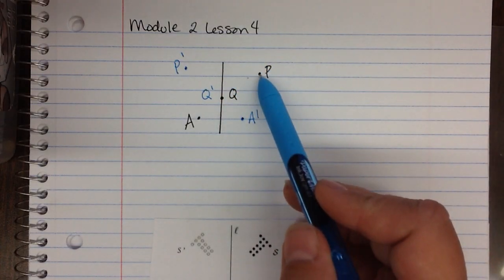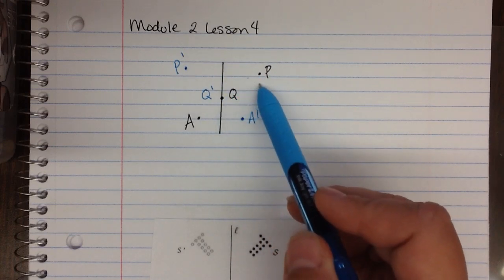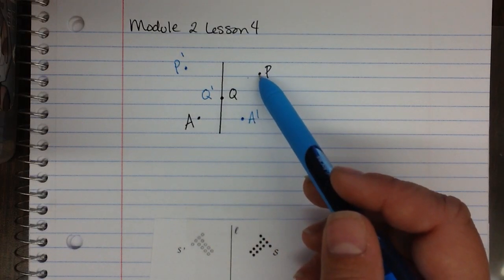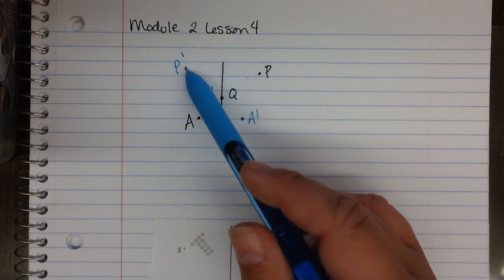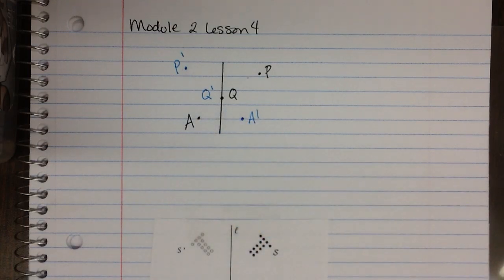The points or the shapes or the figures that are not on the line go to the opposite side of the line of reflection. So P was on the right and moved to the left. A was on the left and moved to the right.